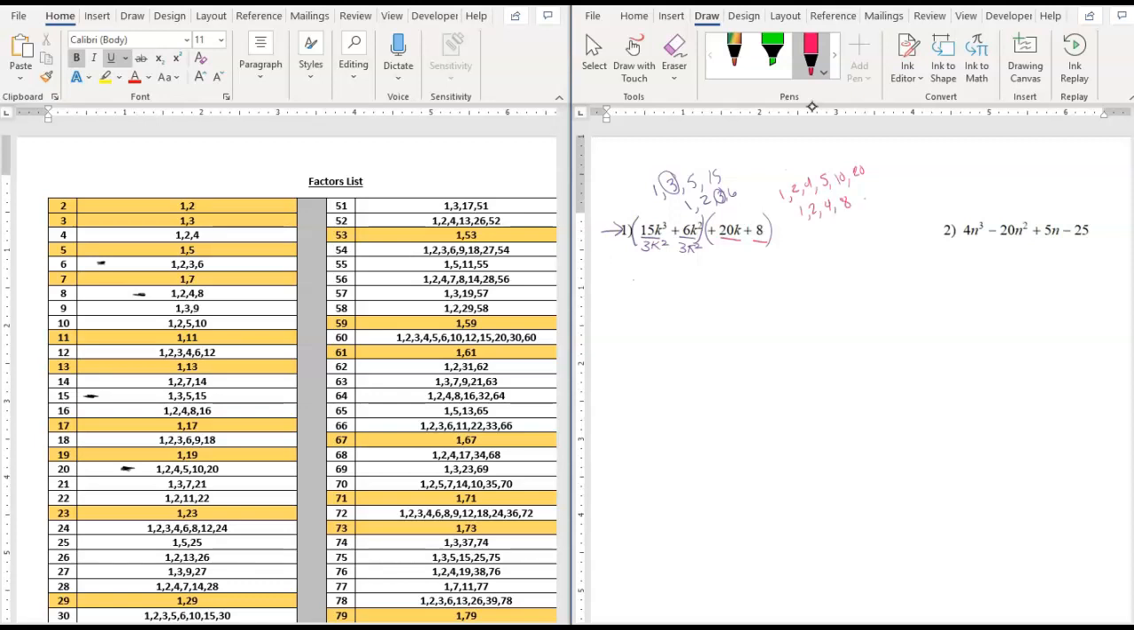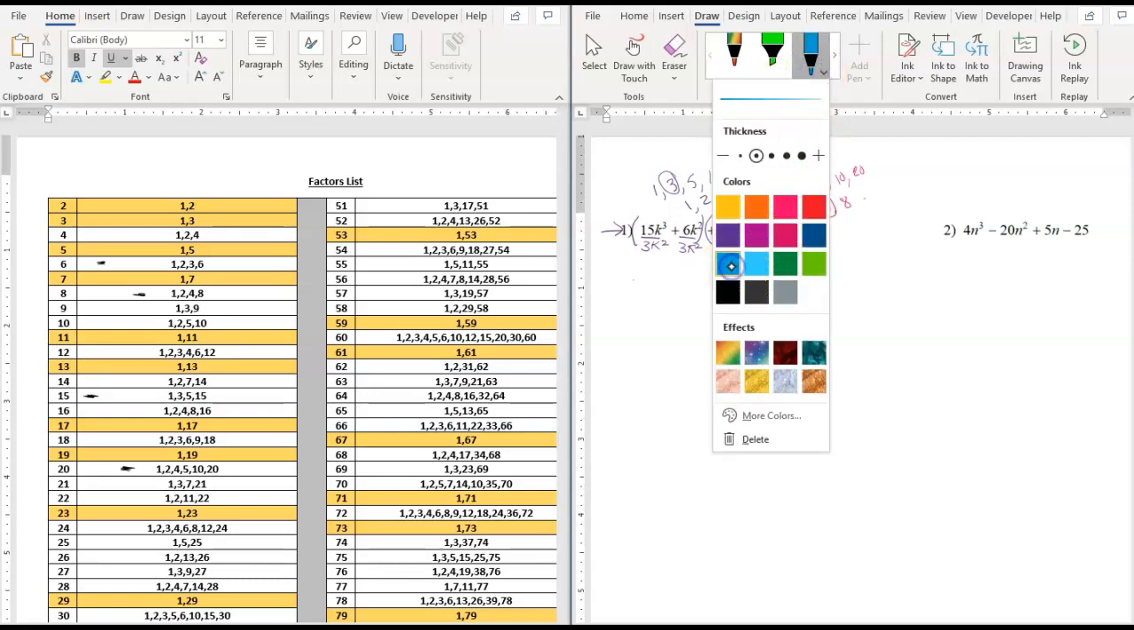So I'm looking for the biggest common number, and I see that 4 is the biggest common number. That means I can divide out a 4. And there's not a common letter in both terms, so it would just be the 4 I would be taking out. The next step is to do the division.